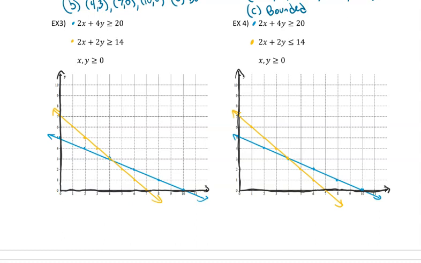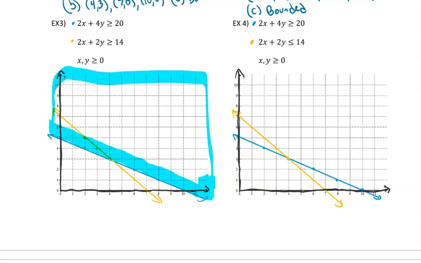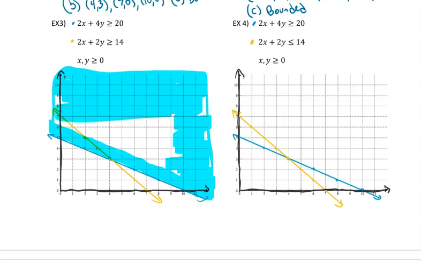But we are going to talk about the shading. So for example 3, both of them are greater than or equal to, meaning both of them are going to be shaded above. So if we start with the blue line, we are shading above here. And then for the yellow line, same thing, still shading above.